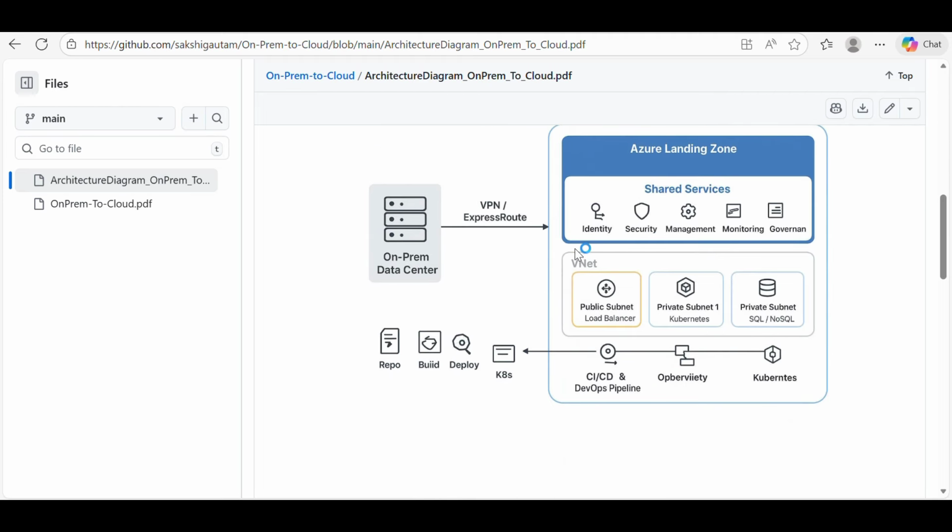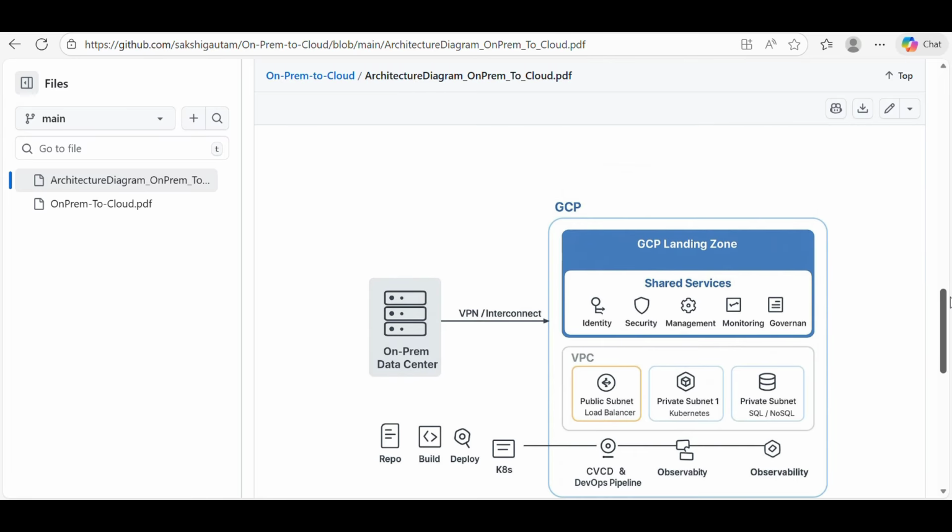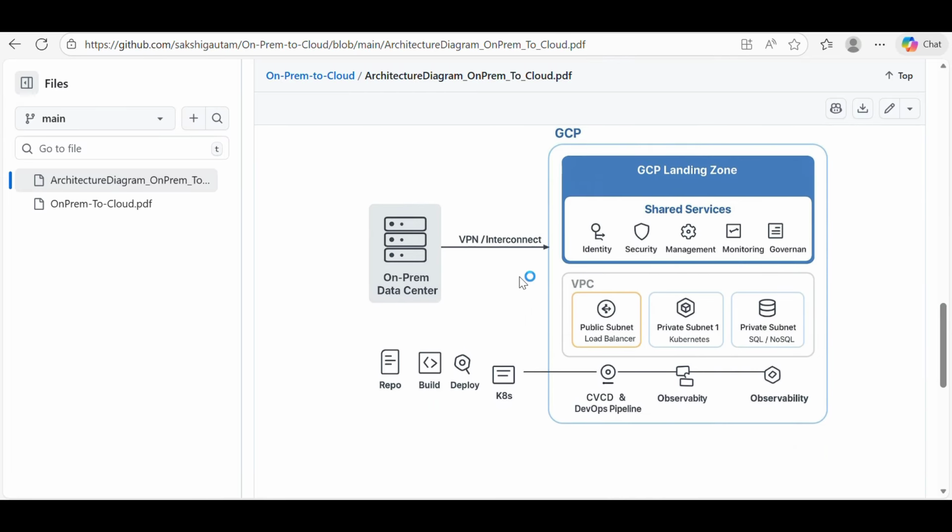Then comes Azure. You can go through the architecture diagram of Azure too, and then we have one for GCP too. So of course you can go through these. I'll share the repo link in the description.